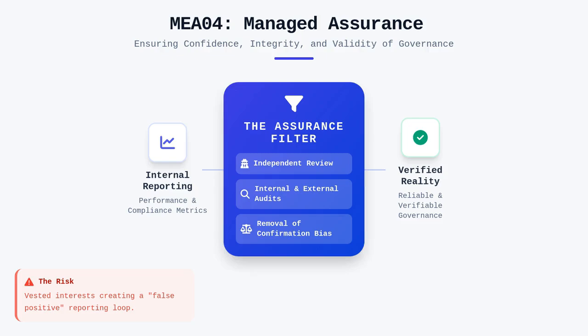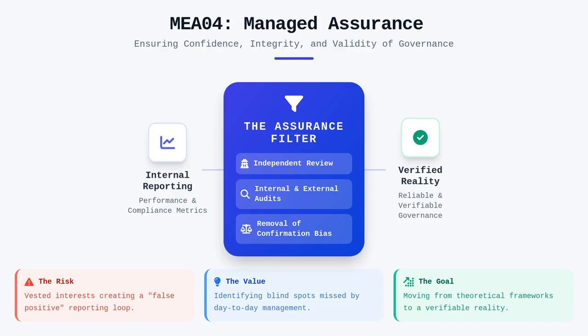Without this objective, an organization risks falling into a trap of confirmation bias, where performance is only measured by those with a vested interest in a positive outcome. We leverage assurance reports to identify internal weaknesses that might have been overlooked by day-to-day operational management. Ultimately, this domain serves as the final filter for the enterprise, ensuring that governance is not just a theoretical framework, but a reliable, verifiable, and constantly improving reality.